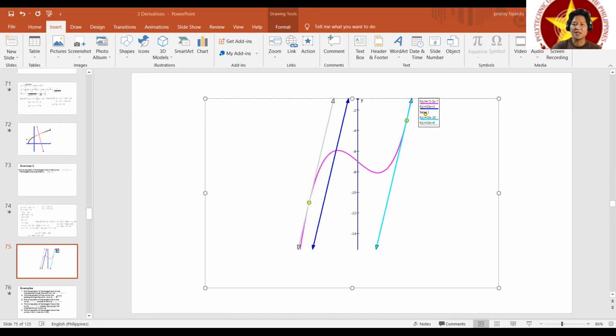Okay. So, notice that both of these lines are parallel to this line, di ba? So, pag sinabi natin parallel, parehas yung slope nila. Okay? So, basically, yan yung magiging graph ng ating equation. Yung graph na equation is the pink one. Ito yung line na given. And then these are the two tangent lines which are parallel to this line. Any question, guys?